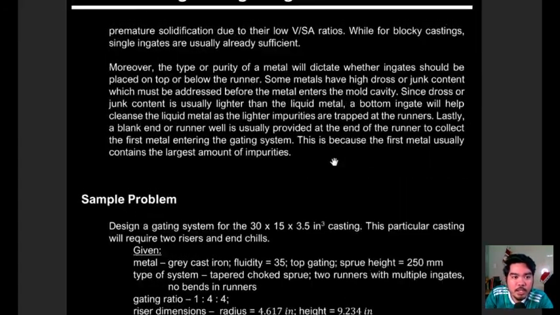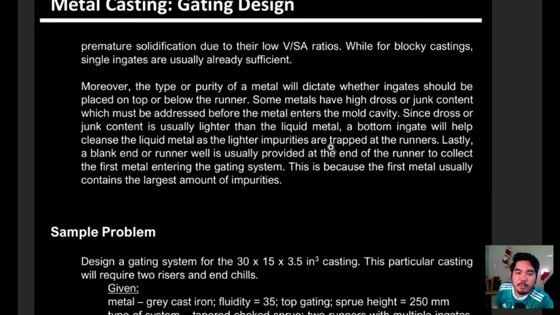Then, if we take into account the purity of the metal, we need to take into account that the purity of the metal will dictate whether it is a top in-gate or bottom in-gate. So the top in-gate and bottom in-gate system is something like this. For example, if this is the cross-sectional area of the runner, this is again the cross-sectional area of the runner, and this is the in-gate. This is what we call a top in-gate. Then a bottom in-gate is just the opposite. A bottom in-gate is if we have it like this.